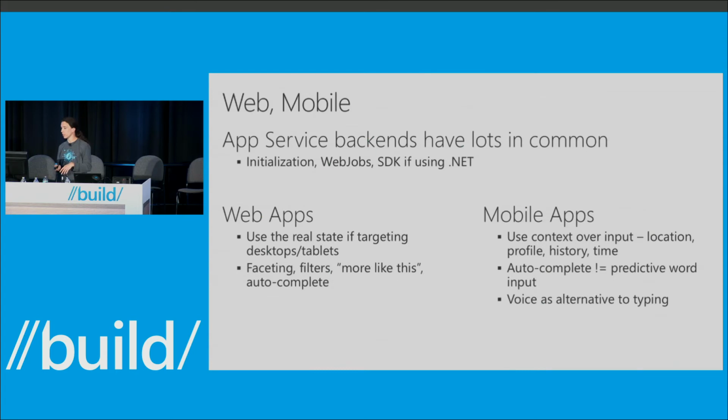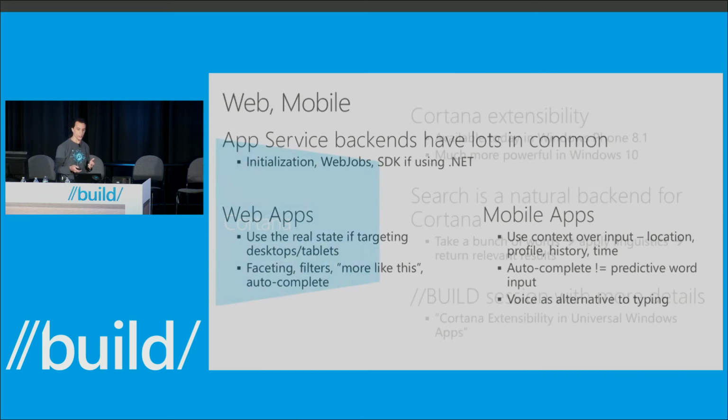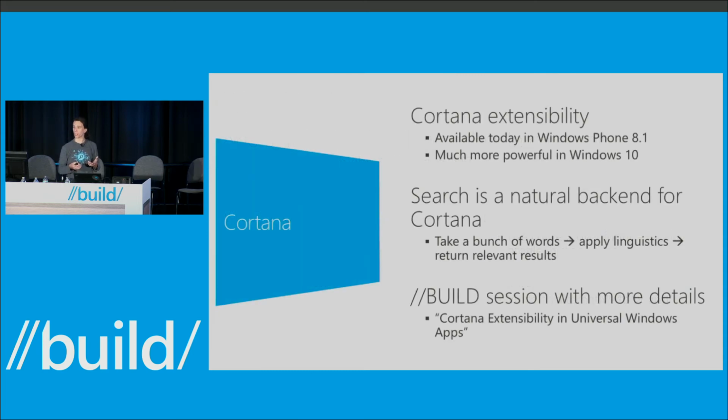One option for input is to use voice. Depending on your platform, there are different levels of support for voice. In the case of Windows, we have Cortana, and Cortana has a great extensibility model. This is a great match with search because even today in Windows Phone 8.1, there is already an extensibility infrastructure for it, and it gets much better in Windows 10.